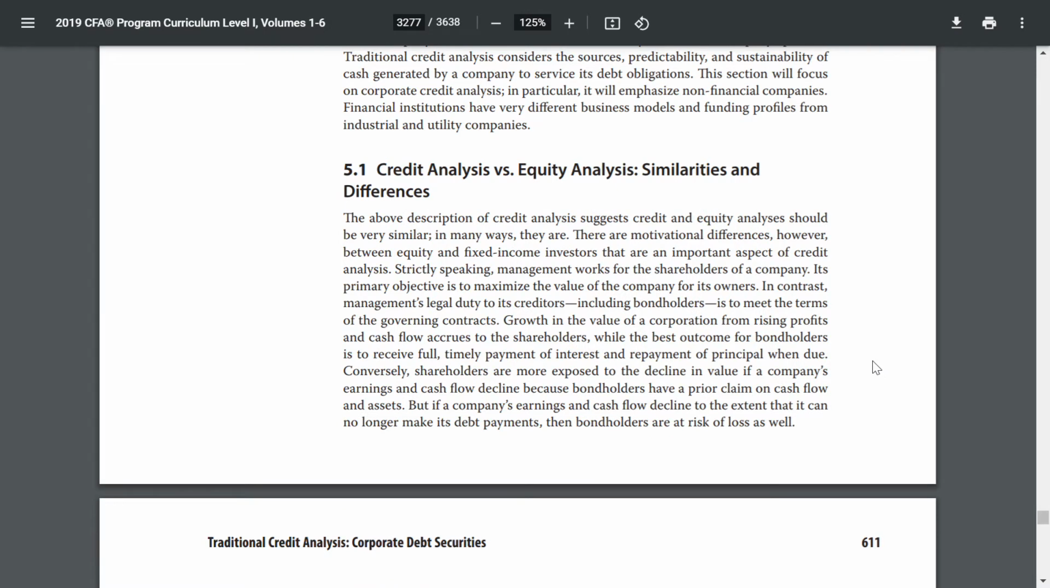Credit analysis versus equity analysis, similarities and differences. The above description of credit analysis suggests credit and equity analysis should be very similar. In many ways, they are. However, there are motivational differences between equity and fixed income investors that are an important aspect of credit analysis.